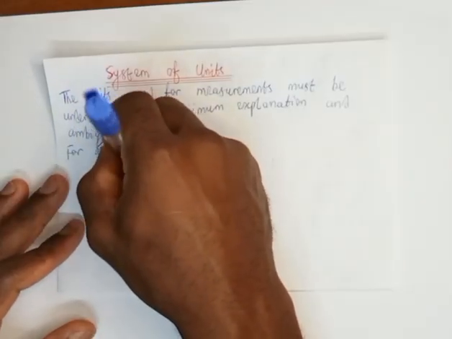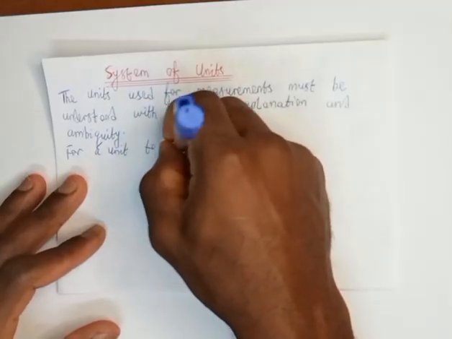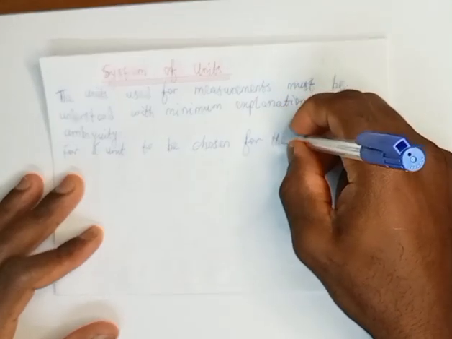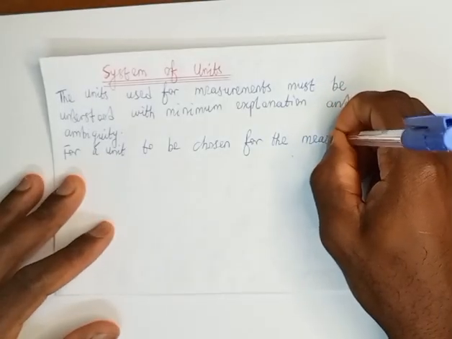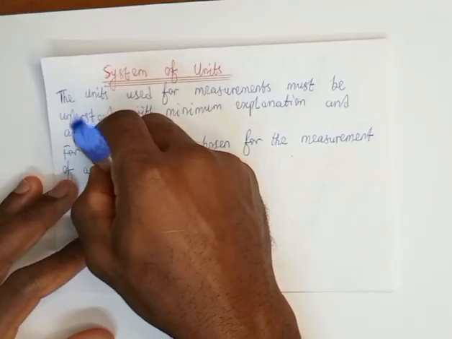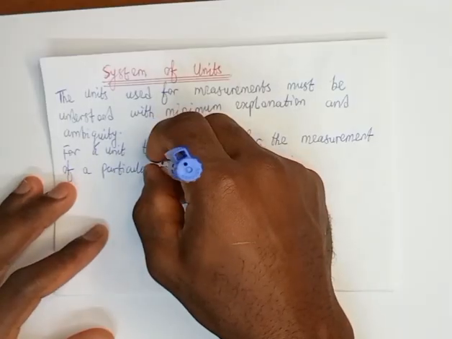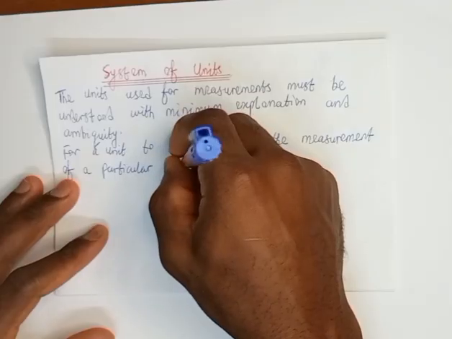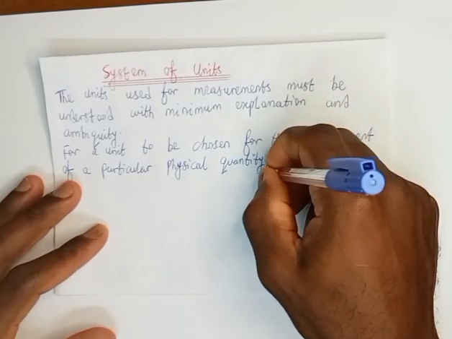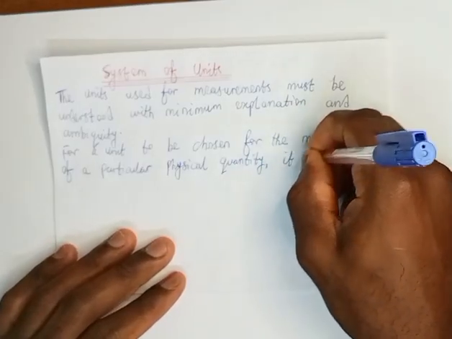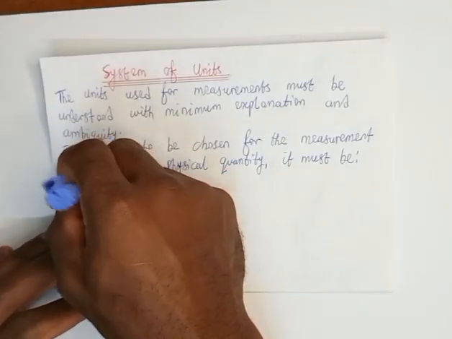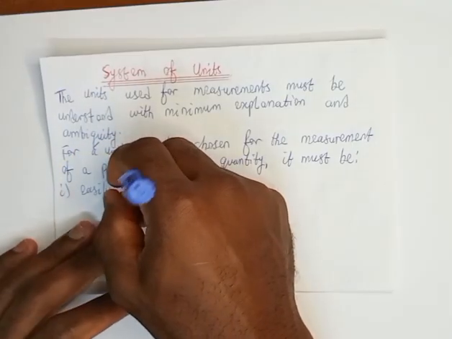For a unit to be chosen for the measurement of a particular physical quantity, it must be, go by the margin, the first property, 1i, easily compared.